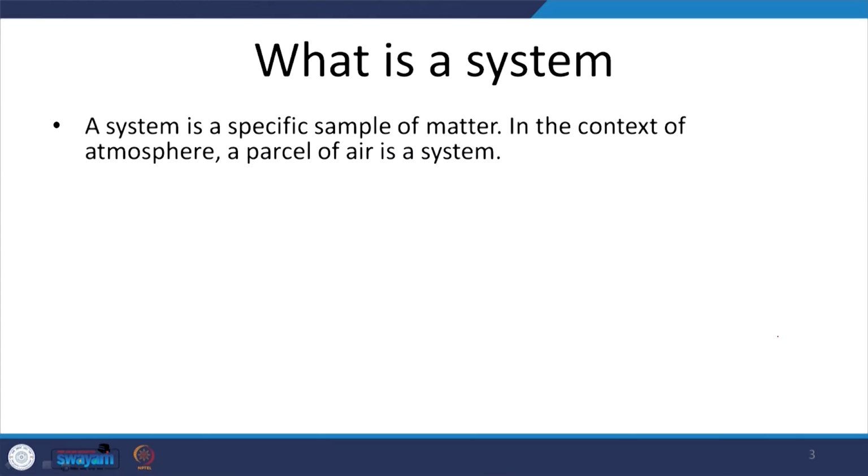Now this system can be of different types. For example, in the context of atmospheric physics, we will be talking about something called an air parcel, a small infinitesimal volume of air which is suspended in the atmosphere. Our discussions will pertain to the changes that will happen within this air parcel or the way this air parcel interacts with the surroundings, that is, with the atmosphere, right.